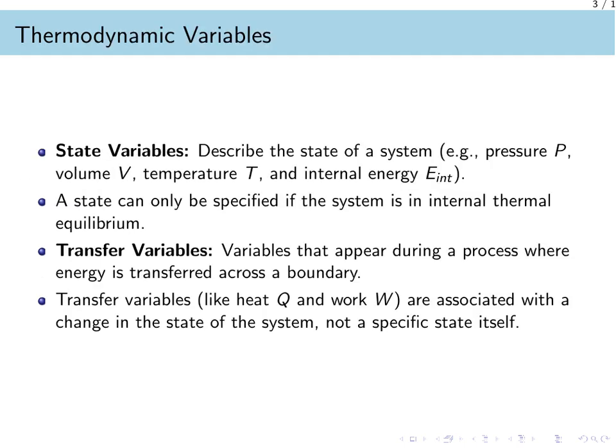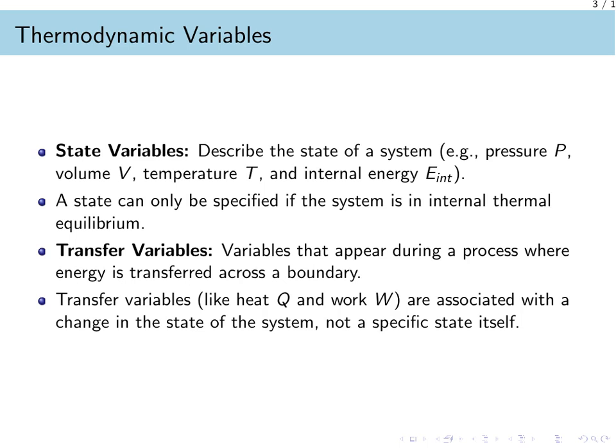To understand thermodynamics, we must categorize the variables we use. State variables describe the current condition of a system, such as its pressure, volume, temperature, and internal energy. These values can only be clearly defined when a system is in internal thermal equilibrium, meaning every part of the gas is at the same pressure and temperature.